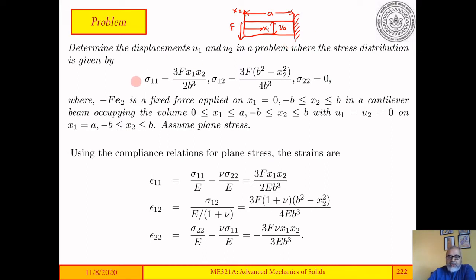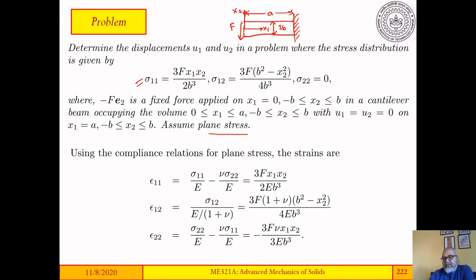So I already have the stresses. I have calculated the Airy stress function. I have the stresses given to me, and then I now want to find the strains and the displacements. And now I have to pay attention to the fact that this is a plane stress problem, which means that the thickness of this beam in the out of plane direction is small.